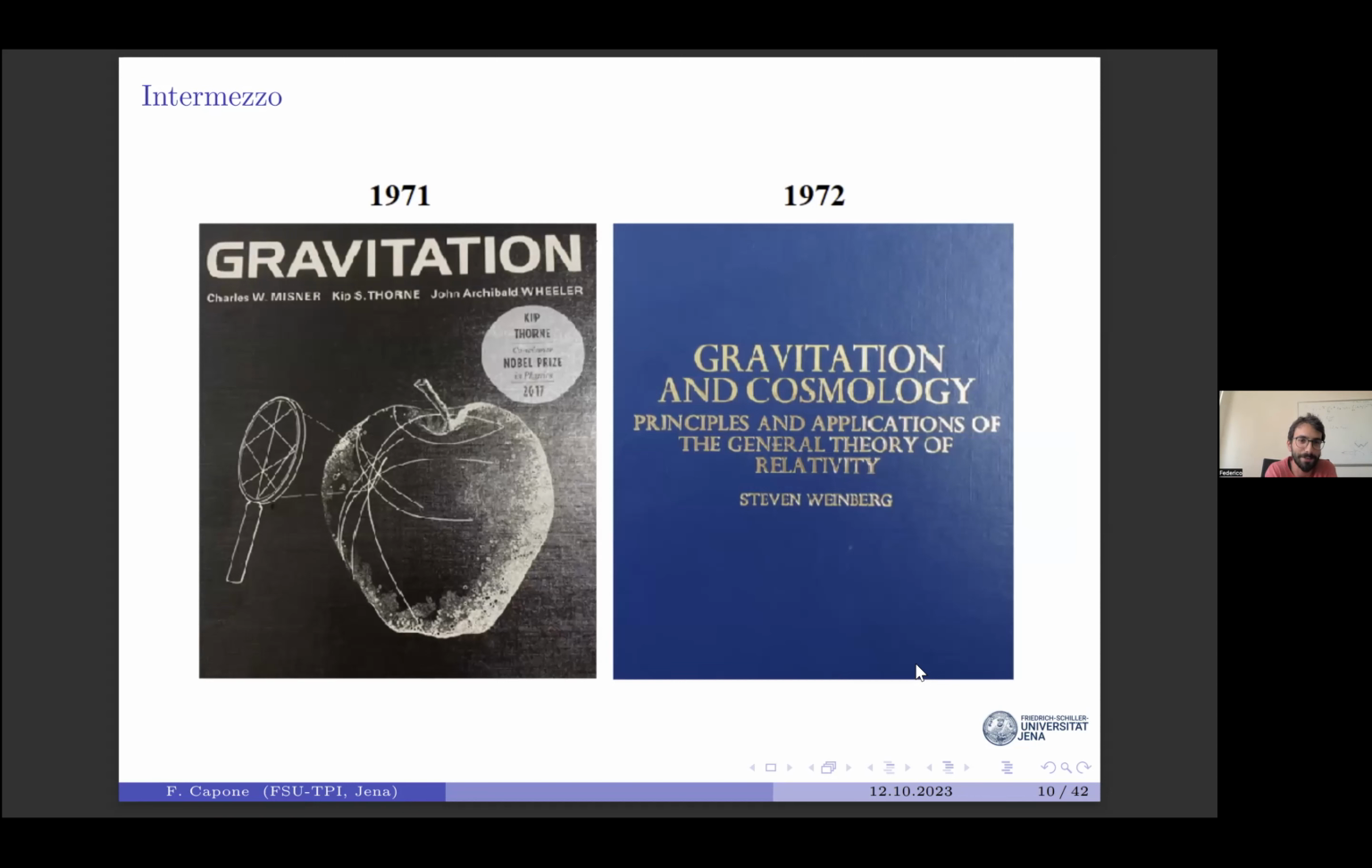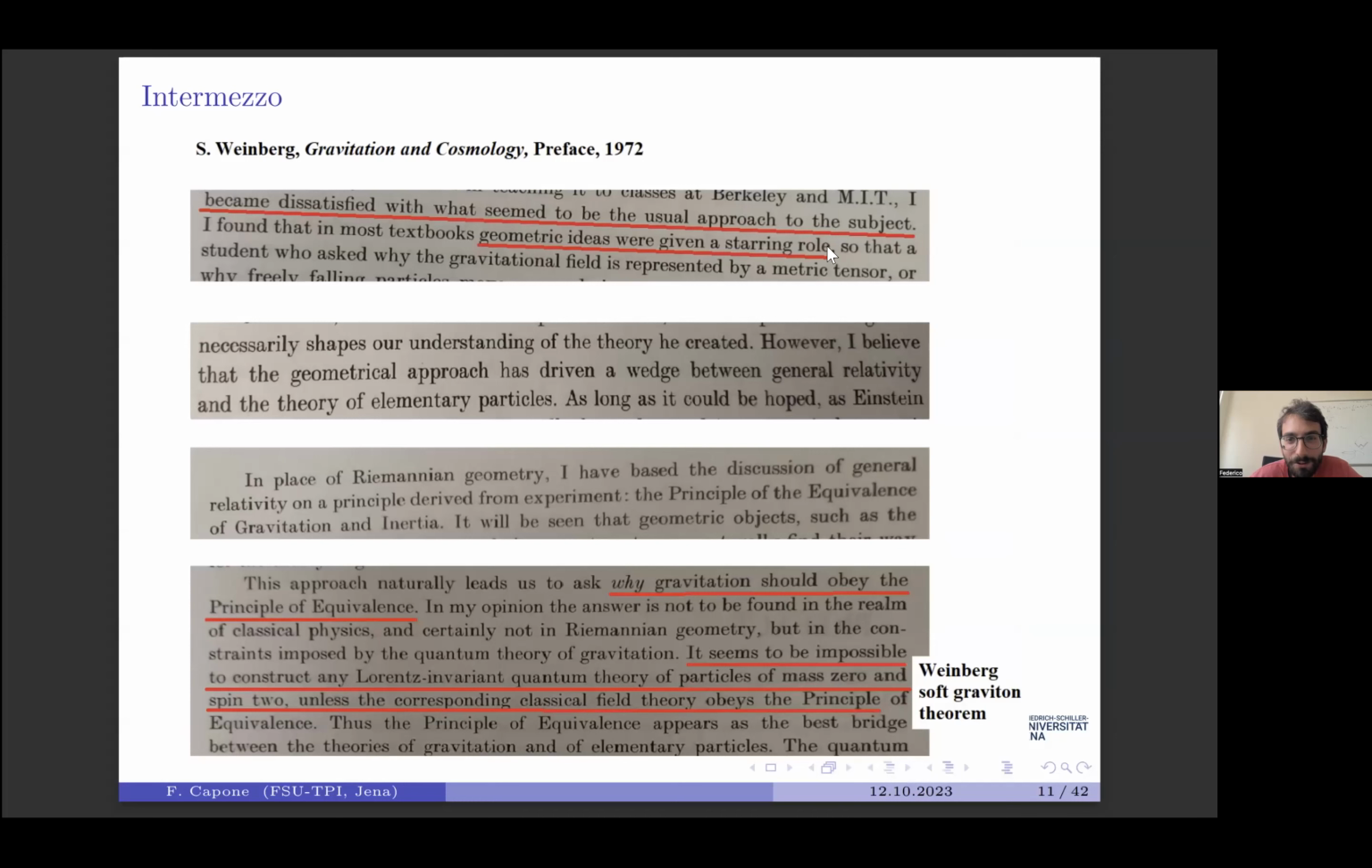The first one is the 1971 big book by Misner, Thorne, and Wheeler, which discusses gravity from a very geometric point of view. And the other one is the book by Steve Weinberg, in which he tries to keep geometry to the bare minimum. If we read the preface of Weinberg's book, we see that he was actually not satisfied at all with the geometric description of gravity, because he considered this to put gravity so far apart from the discussion of the other fundamental interactions.